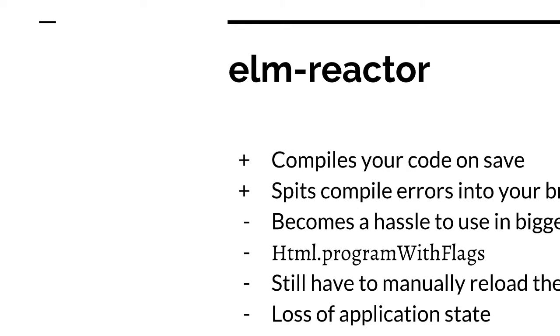There's Elm Reactor. It compiles your code on save. It has watches running, and it also nicely spits compile errors into your browser. But it becomes a hassle to use when you have big projects, where some backend serves the HTML for you and initializes your Elm code. Elm Reactor needs an HTML file or a JS file, so it doesn't really work well when you have to work with Elm flags to initialize your code. And you still have to manually reload your browser, so you still lose all that state, and you go back to step 1 of your form.